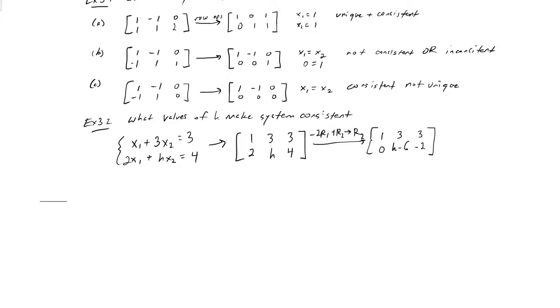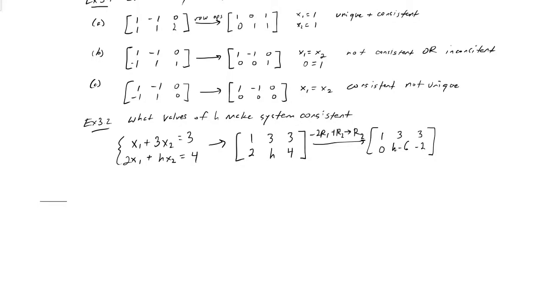And now we just need to think about what makes this system consistent or inconsistent, and then what that tells us h has to be. So if h was, say, 5, we would get -1, -2 here. And then that would mean that x2 is 2. It's positive 2, because you would just divide both sides by -1, or multiply by -1. Okay, so if h is 5, that's fine. There's no problem here. We'll have x2 equals some number, and then we can plug that into the first equation and get x1 equals some number. So it'll be both consistent and unique.